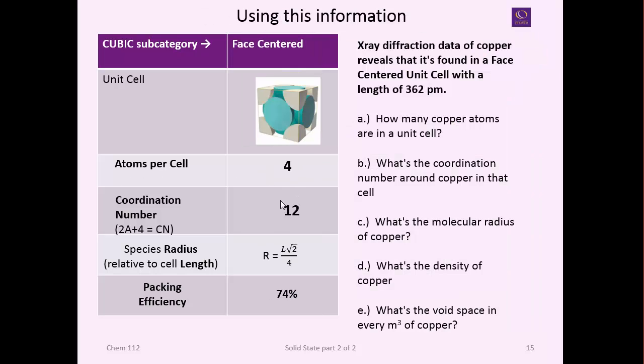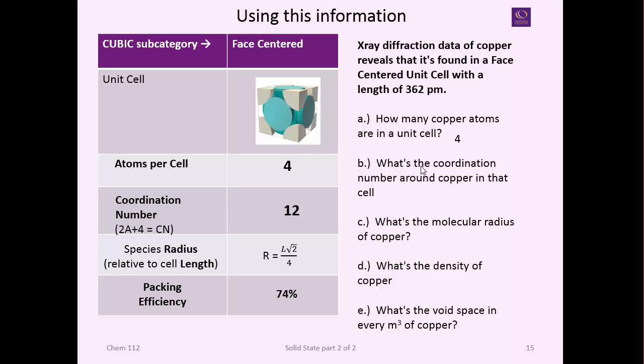So how do you use this information if you're given problems? So if we had X-ray diffraction, and it's copper. We find out it's face-centered unit cell, so it's this sort of configuration. And we have a unit cell length of 362 picometers. So how many copper atoms are in a unit cell? What's the coordination number? What's the molecular radius? What's the density of copper? And what's the void space in every cubic meter of copper? So these kind of things we can answer from this X-ray diffraction information.